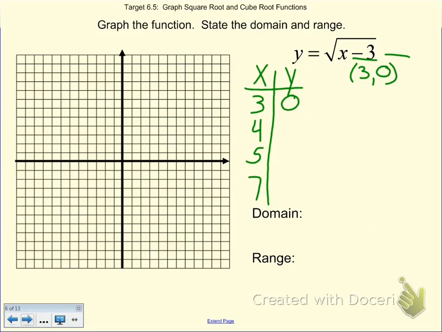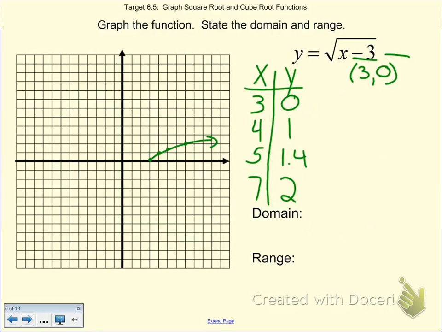Again, you can use the table function on your calculator or do these by hand. 4 minus 3 is 1. The square root of 1 is 1. Plugging 5 in, 5 minus 3 is 2. The square root of 2 is 1.4. And plugging in 7, 7 minus 3 is 4, and the square root of 4 is 2. So we're going to plug in these points. 3, 0, 4, 1, 5, 1.4, and then 7, 2.